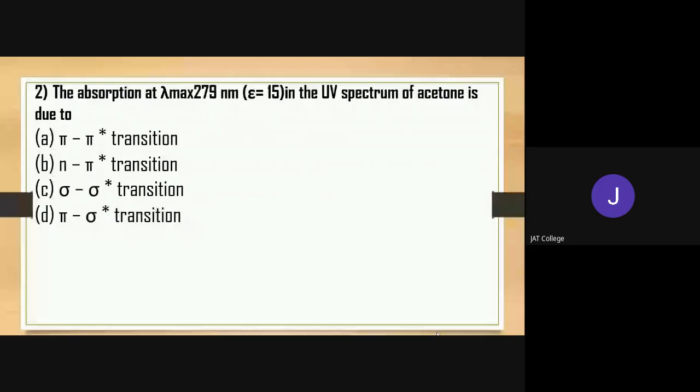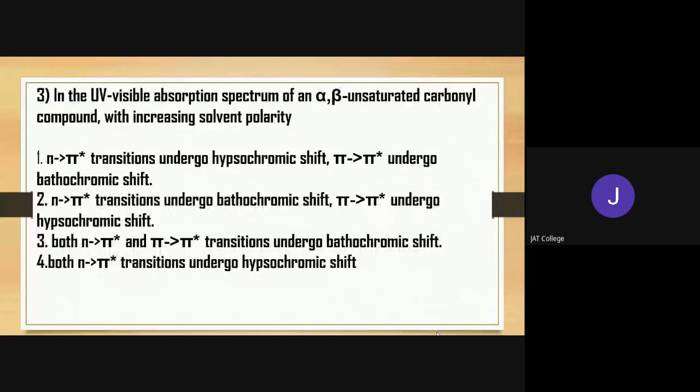So the lowest energy is required for n to pi star transition, which means it has the highest wavelength. Pi to pi star transition requires a wavelength less than 200 nanometer, but n to pi star transition requires a wavelength higher than 200 nanometer. So definitely our answer is B, n to pi star transition. Okay. Now, we consider question number 3.